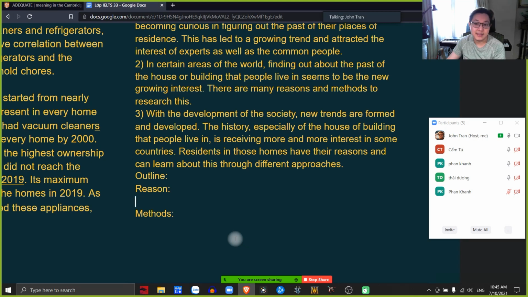I can mention about A. People have better standard of living these days, which leads to B. They have more free time. That's B. B leads to C. C is if they have more free time, they become more curious. And C will lead to D. That is, they want to find out about more things. The reasons.